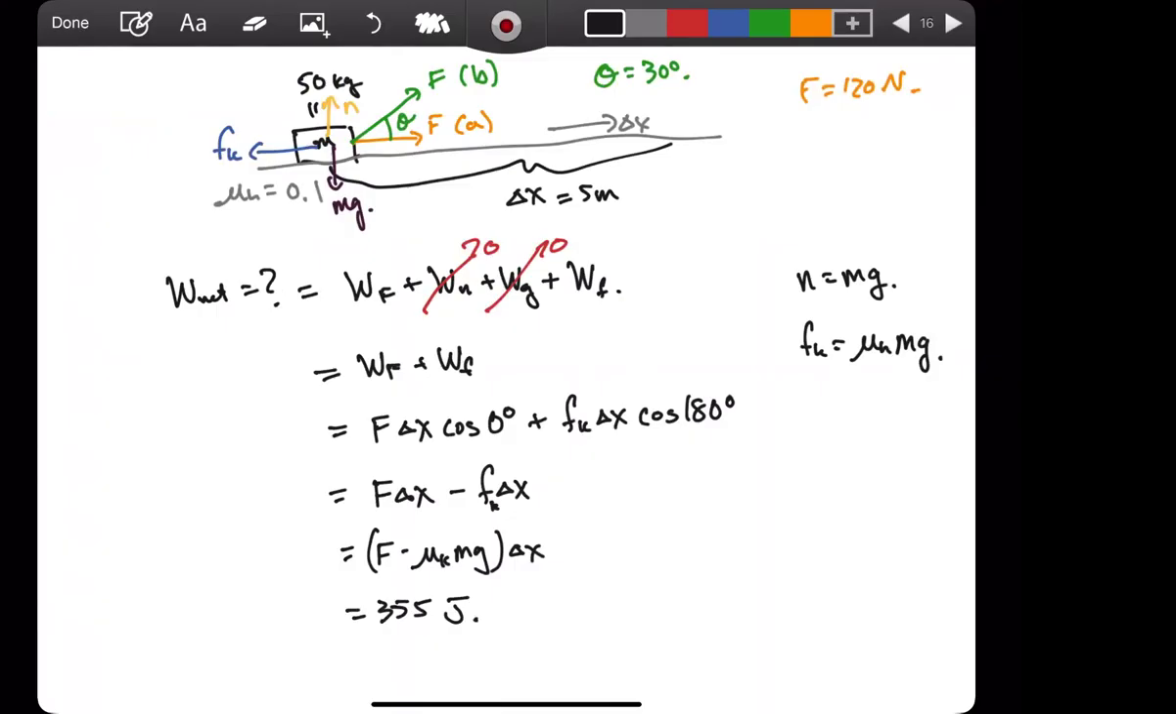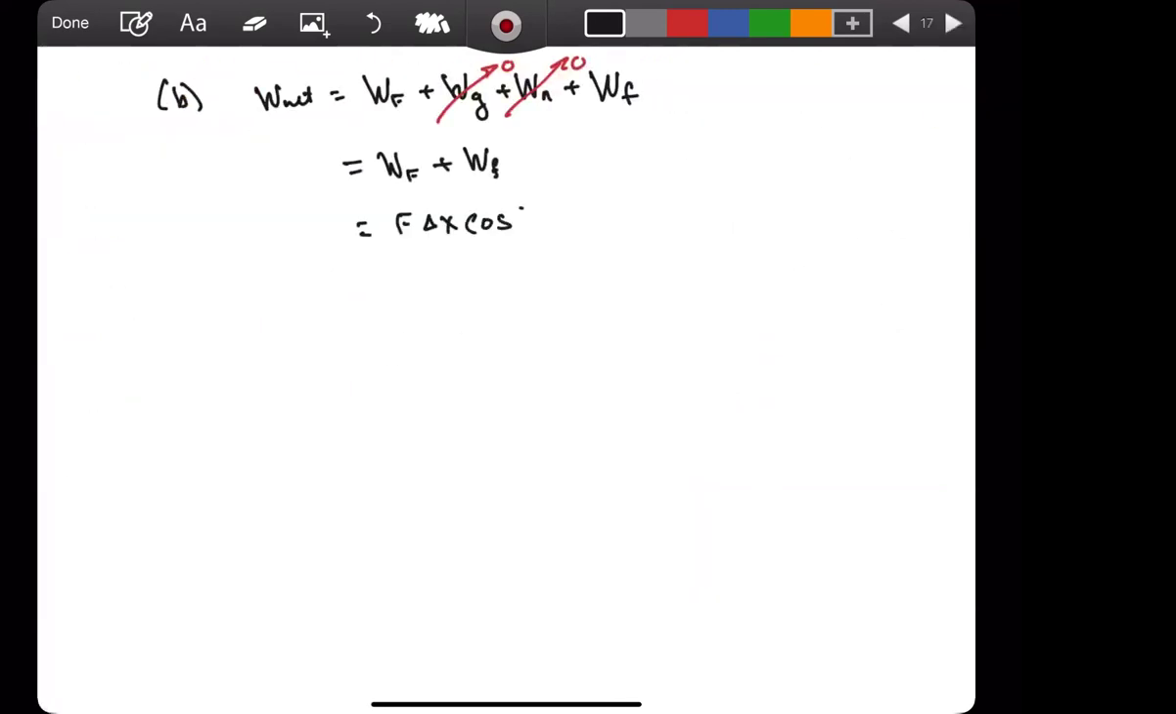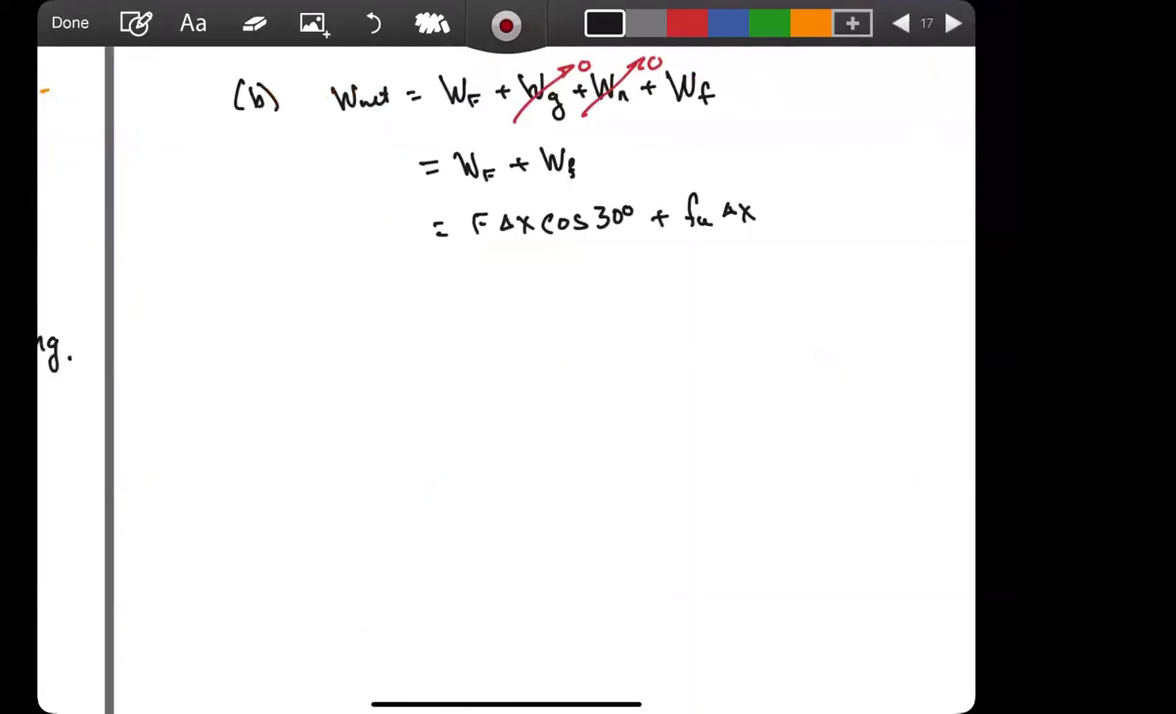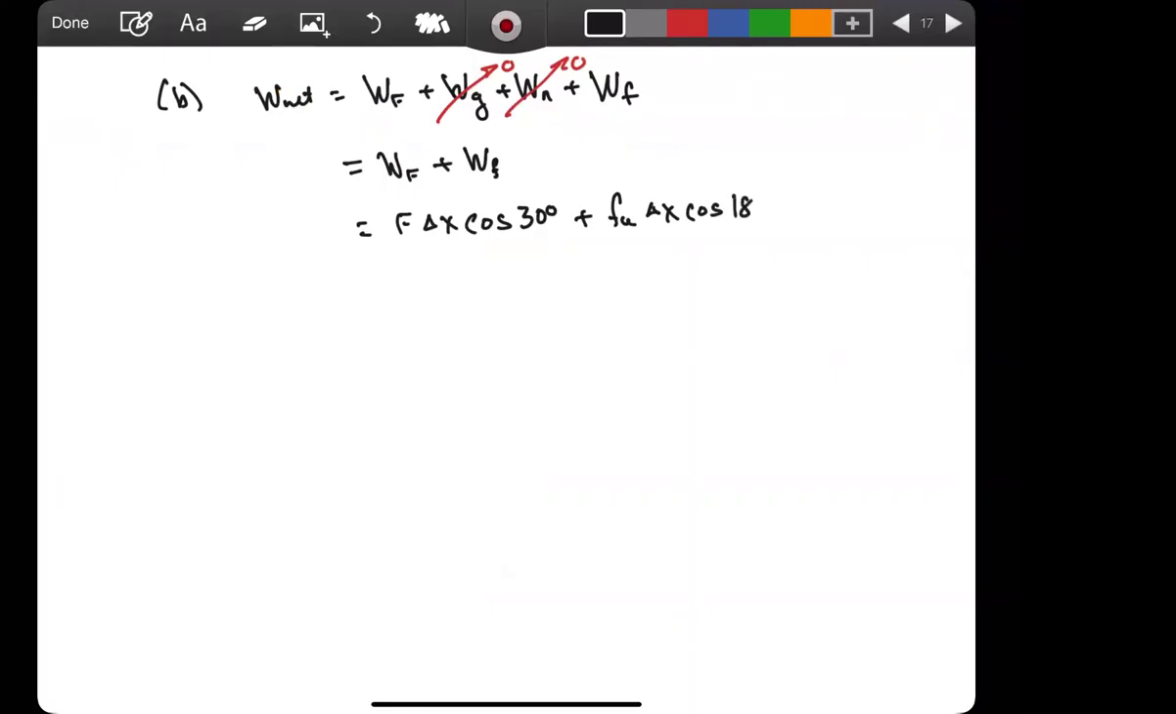Now, in this case, my displacement, again, is to the right, but now my force is at this angle here. That means I only care about the cosine portion of this, so it's going to be cosine of 30 degrees. Plus my friction force times the displacement times cosine of the angle between those, but just like last time, my friction force is always opposite the direction of the displacement. So I'm going to get a cosine of 180 degrees. So this is going to be equal to the force times the displacement times cosine of 30 degrees minus my friction force times my displacement.